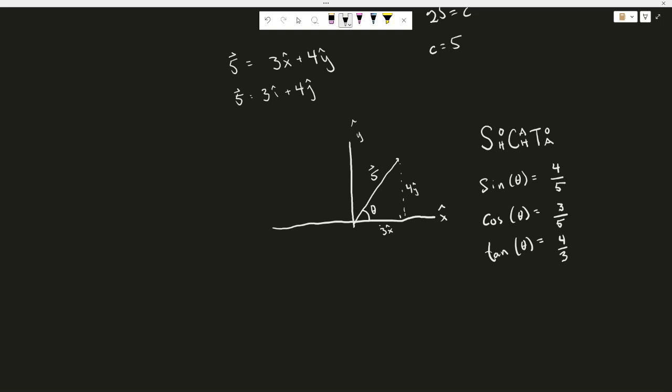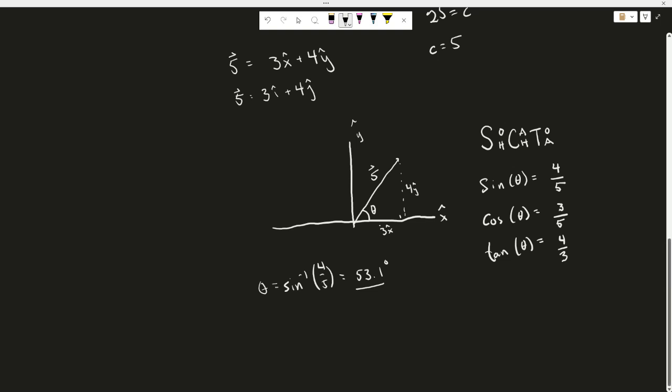Likewise, if we know our angle but don't know some of our components, we could also use SOHCAHTOA to figure that out. So in this case, when I'm looking for my angle, I could figure out that the inverse sine of 4 over 5, for example, we could use any of these 3, is 53.1 degrees. And that would give me my theta in this case.